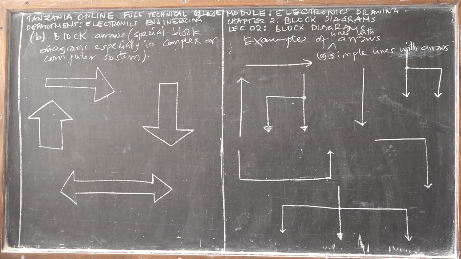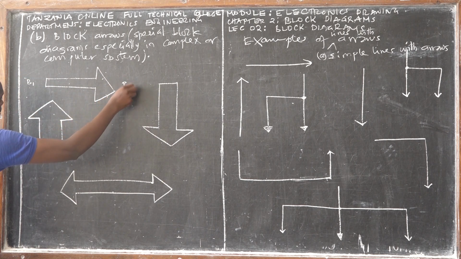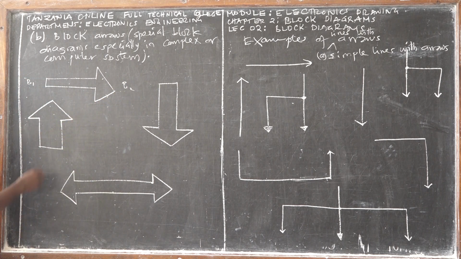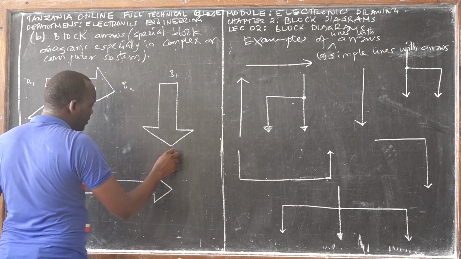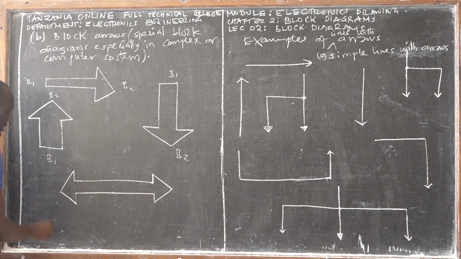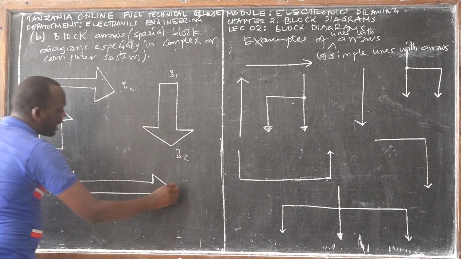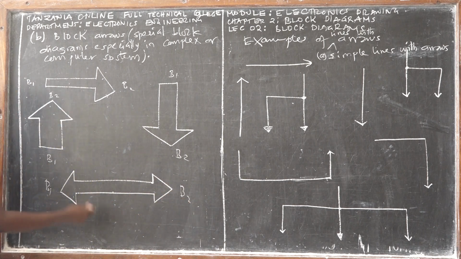Have another block arrow. So what does it mean? You may find that on this side you'll have block 1, on this side you'll have block 2. On this side you can have block 1, on this side block 2. That's the meaning. So this is a two-way flow of information.